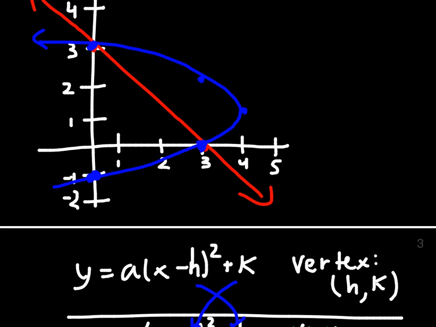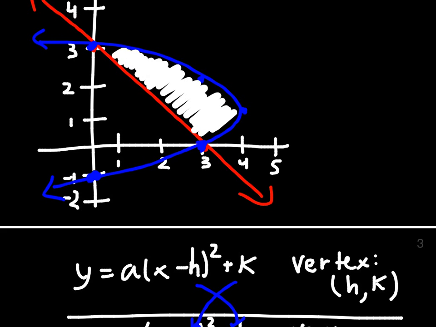Great. So our region is in between here, and we're going to rotate this region around the x-axis. Let me just color this in. This is our region. I'm going to rotate around the x-axis. So let me just denote that by the following marks. Okay, good.